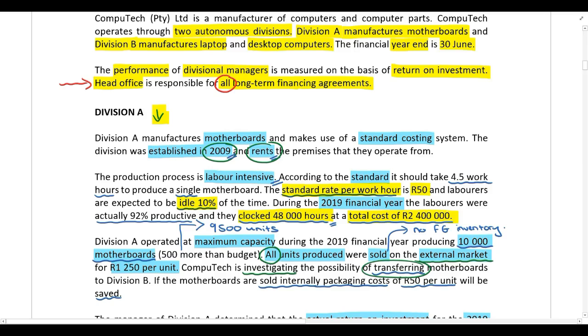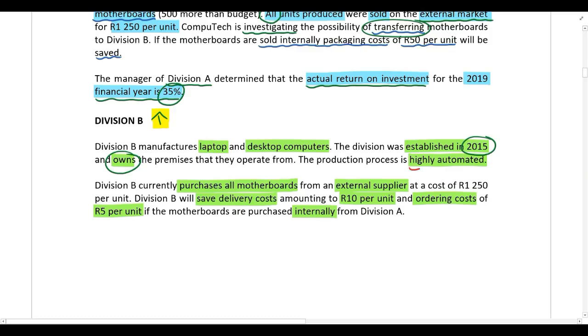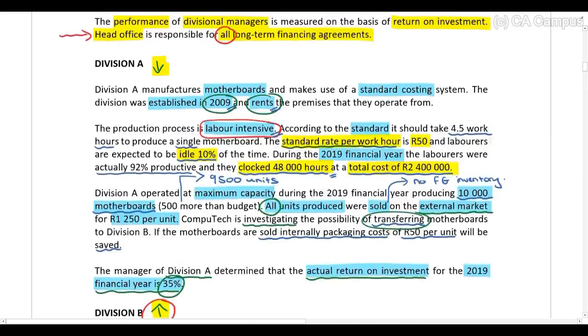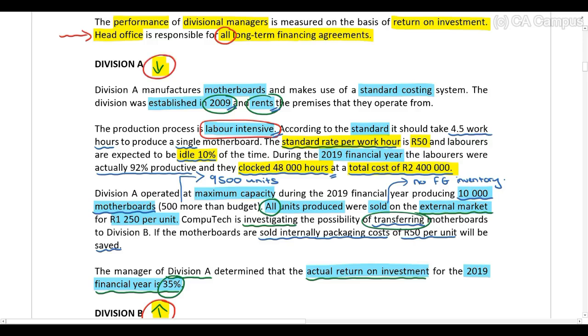But there's another difference that also affects their asset bases. Division A is labor intensive, whereas Division B is highly automated. Now, if Division B is highly automated, that means they use a lot of machinery in their production processes. Once again, telling us that they own more machines, so the assets in Division B are higher and the assets in Division A are lower.